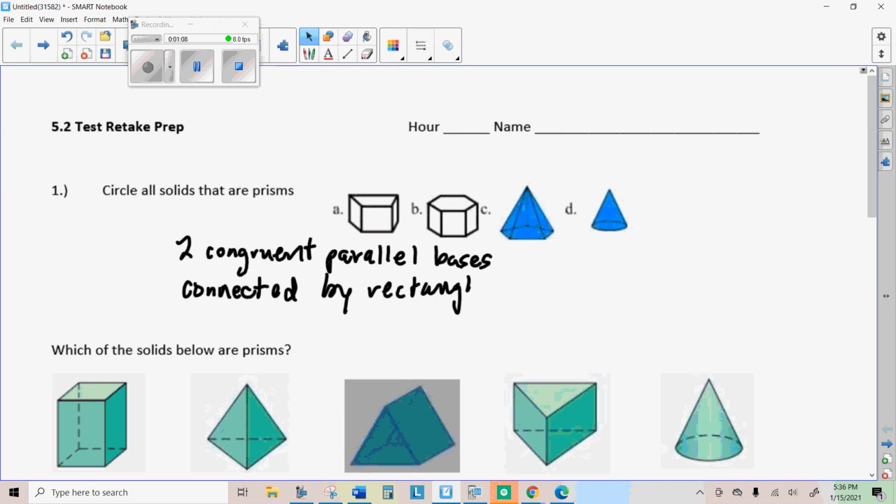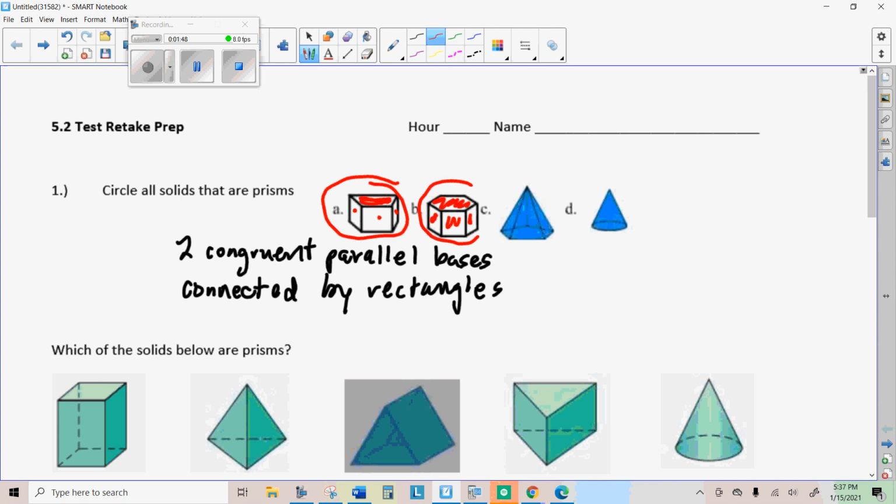All right, so of all of these, first of all, you need to have two congruent parallel bases. So if you look at this one here, you can tell that the bottom would be exactly the same as that. And all the sides are rectangles. So that one is a prism. On the second one here, you can tell that the bottom would be exactly the same as this top. So it has two parallel congruent bases, and these are all rectangles around the outside.